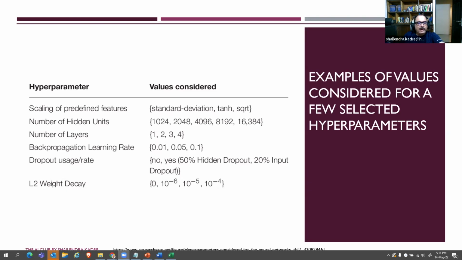So L2 weight decay, suppose you are putting 10 to the power minus 2 or 10 to the power minus 1, don't use it. Use 10 to the power minus 4, 10 to the power minus 6, 10 to the power minus 5, those kind of things. Some idea you can take from here. Here he has used 16 neurons, he has used 1024 neurons, but there is a lot in between. Between 16 and 1024, you might want to use 32, 64, that also you might want to use.